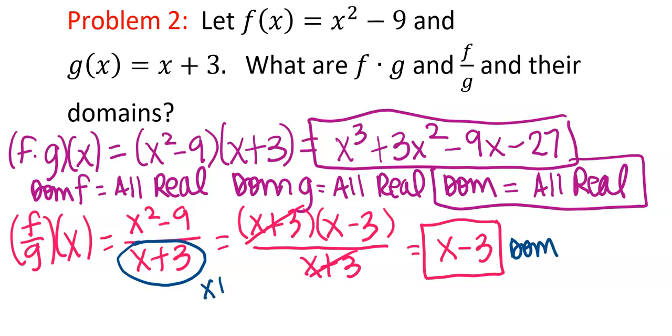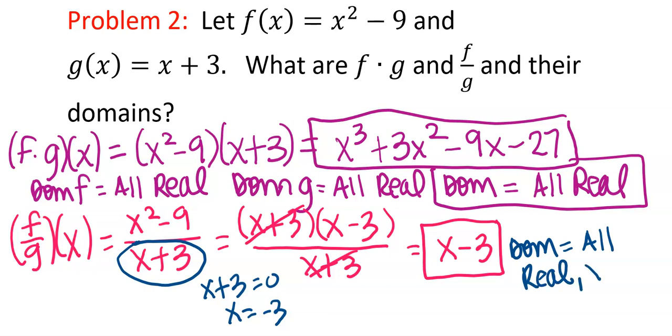Negative 3, right? So you go x plus 3 equals 0. x would equal negative 3. That's the one that we can't have, because you cannot divide by 0. So we're going to go all real, and I'm going to say x cannot equal negative 3.